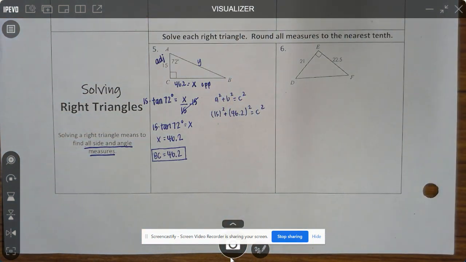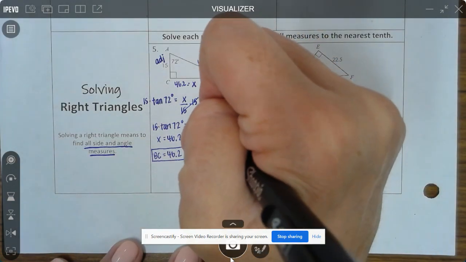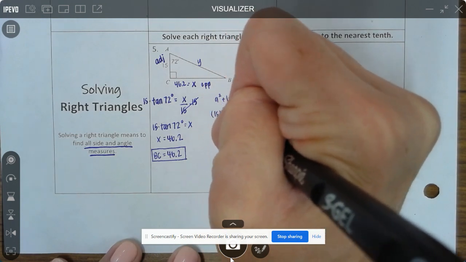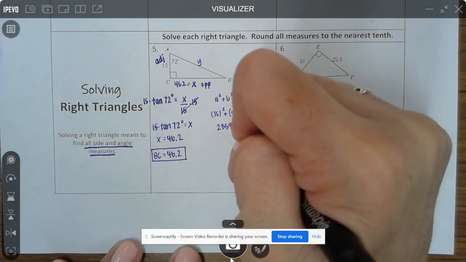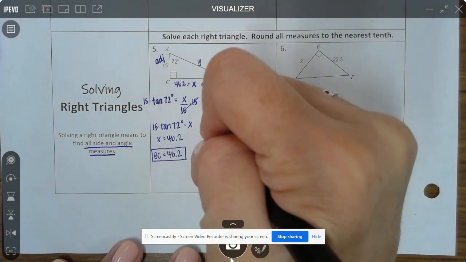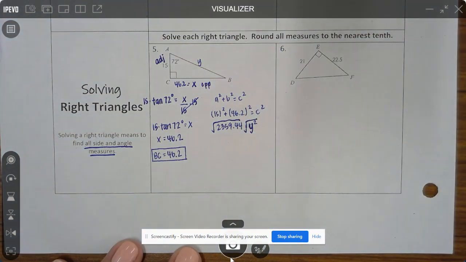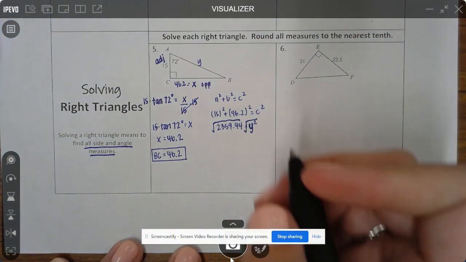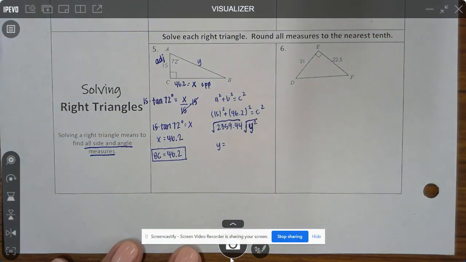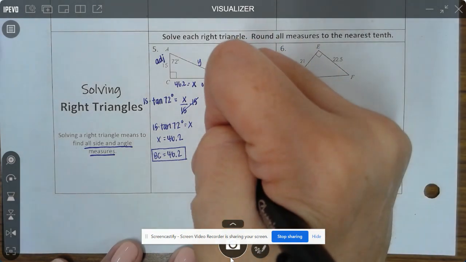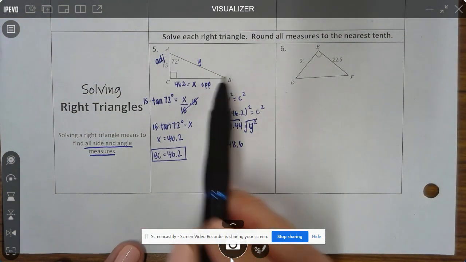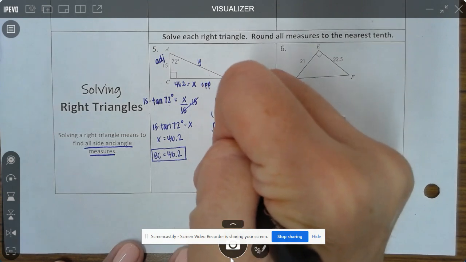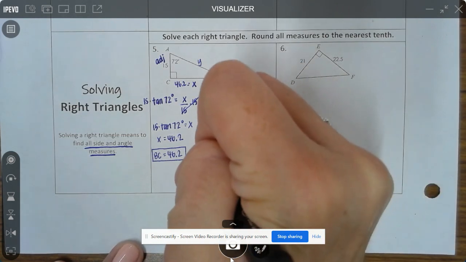So 15 squared plus 46.2 squared is 2,359.44, and that's equal to my hypotenuse c squared, which I called Y. Then to solve for Y, we can square root it. That gives me about 48.57 in my calculator, so about 48.6 if I round to one decimal place. Again, I marked side Y as my side length AB. So I'm going to say AB would be about 48.6.